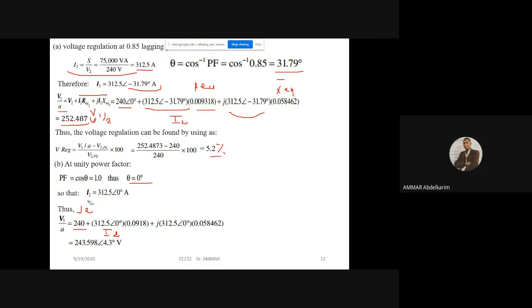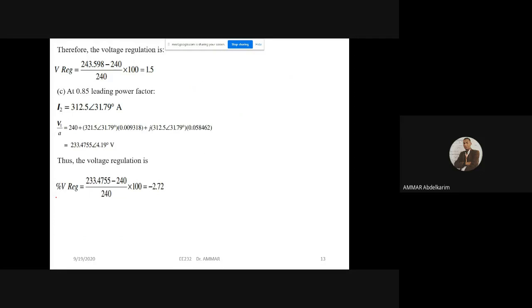So here, the difference between the no load voltage and the load voltage is not huge. Then the voltage regulation is equal to, in a similar way, of course, 243.59 minus 240 over 240. So it's 1.5%. The third case is at leading power factor, with the same power factor magnitude.